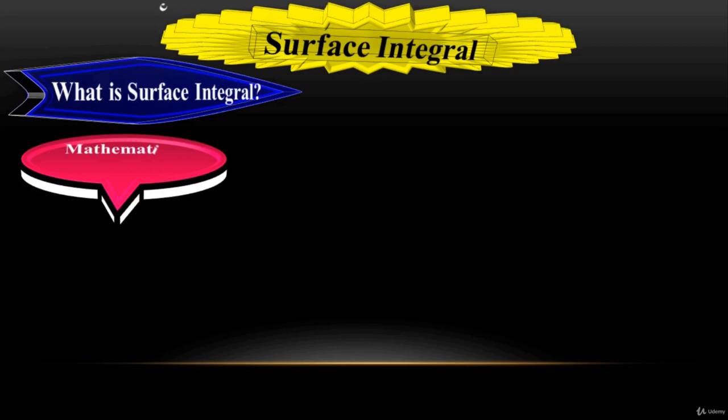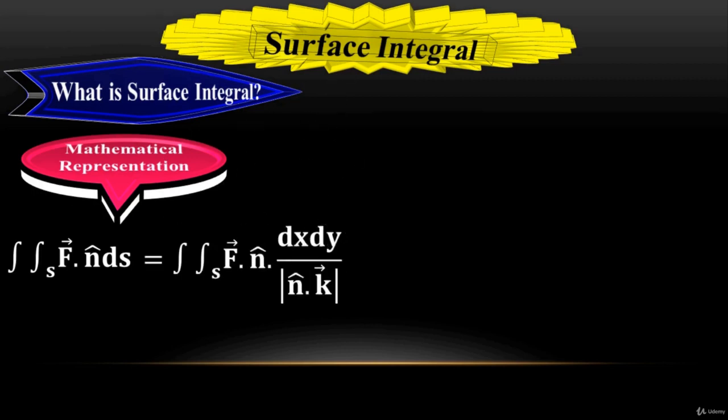Mathematical representation of surface integral. The formula of the surface integral is double integral of vector f dot product n cap ds, where ds equals dx times dy, or magnitude of n cap dot product k. S stands for surface integral. Since it is a surface integral, therefore you're gonna put s here.